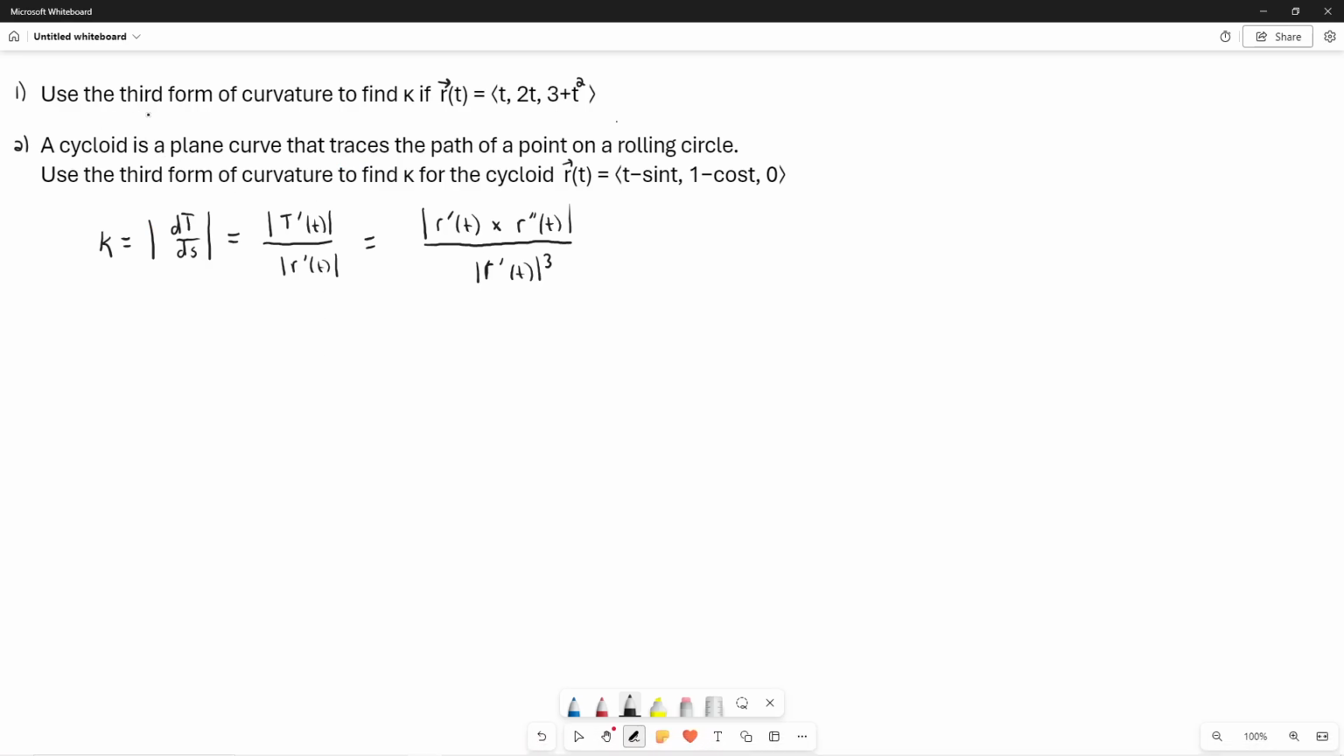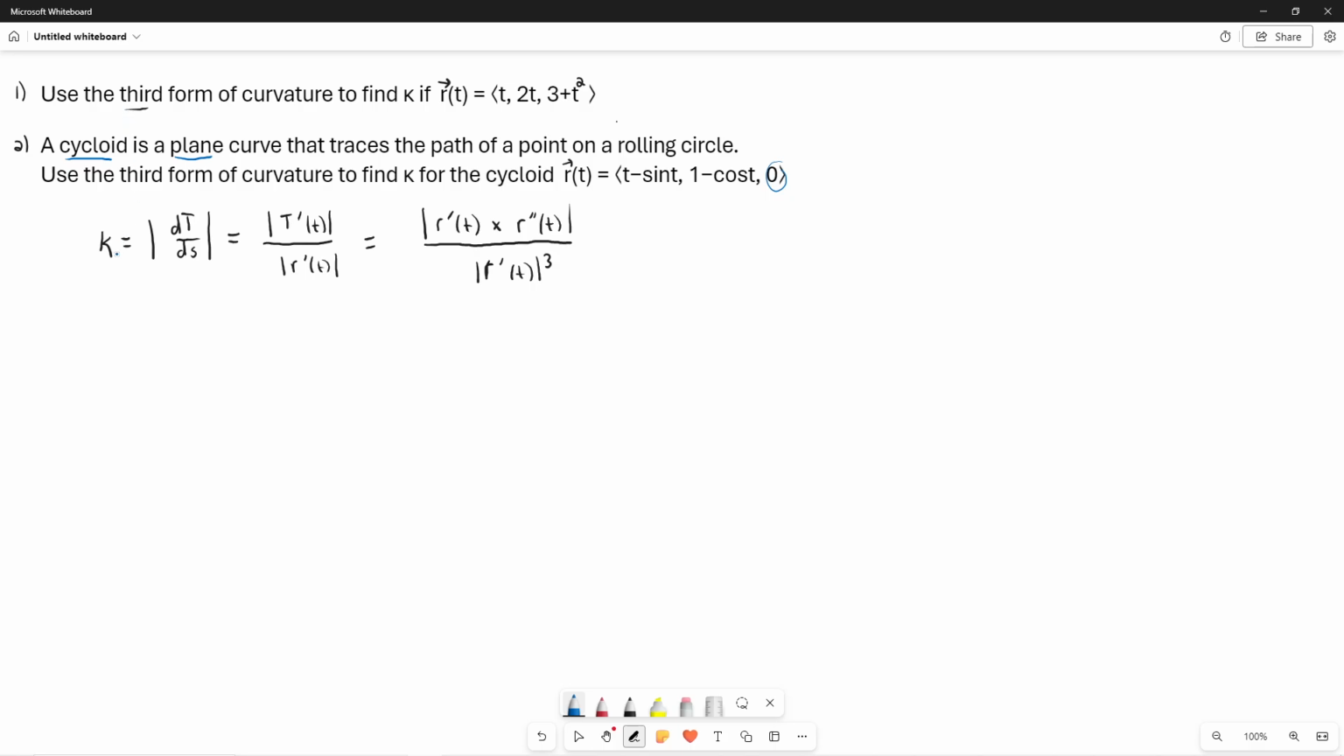We would like to use the third form of curvature to find the curvature kappa for two space curves. The first being r of t equals ⟨t, 2t, 3 plus t squared⟩, and the second being a cycloid, which is actually a plane curve, not a space curve. The formula for the cycloid is r of t equals ⟨t minus sine t, 1 minus cosine t, 0⟩. Plane curve, so the z component is 0.